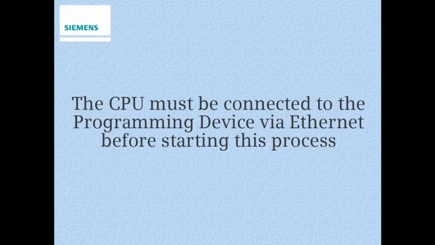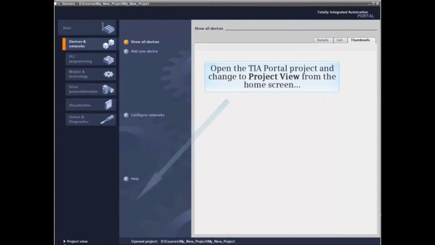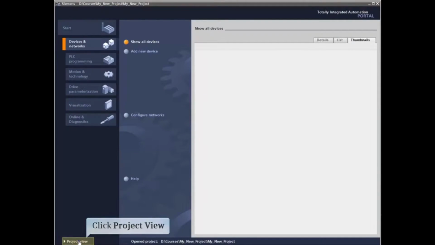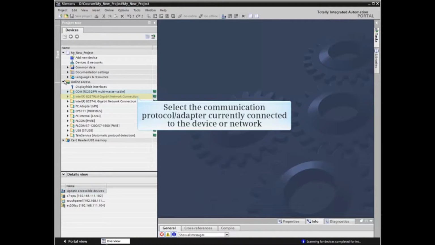The CPU must be connected to the programming device via Ethernet before starting this process. Open the TIA Portal project and change to Project View from the home screen. In Project View, expand the Online Access menu item. Select the communication protocol and adapter currently connected to the device or network.